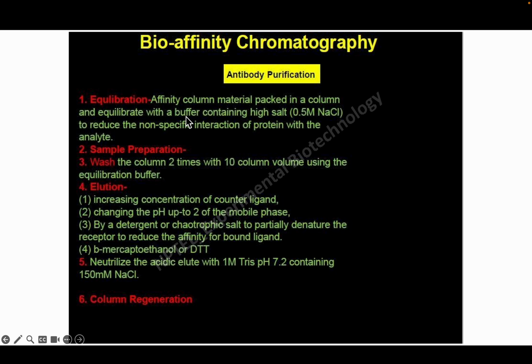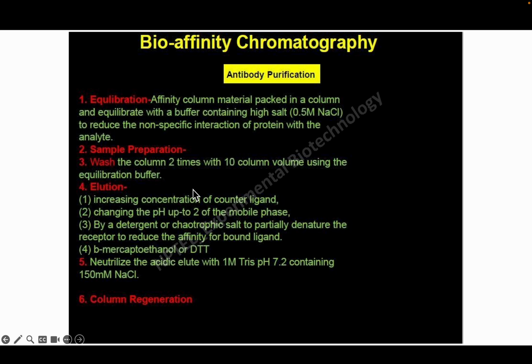Now to purify antibody, you will equilibrate the column. At first you will wash the column with 0.5 molar NaCl to reduce non-specific interaction. Then you will add sample and let the sample bind with your column. After that, you will wash to remove all the non-specific interactions. Then you will do elution.